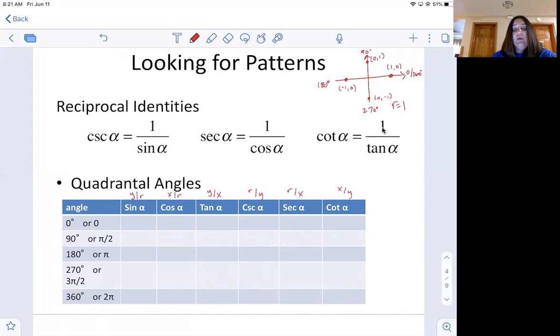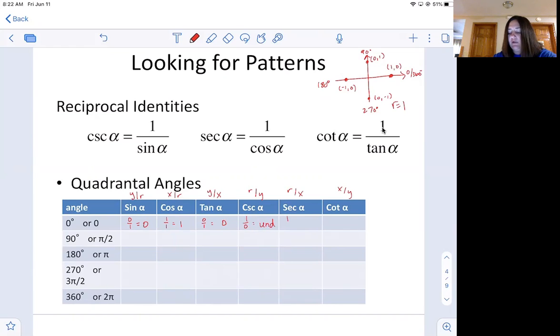So if we are at 0, we are at the point (1, 0) with a radius of 1. So sine is y over r, so we'd have 0 over 1, which is just 0. Cosine would be x over r, which is 1 over 1, which is 1. Tangent, y over x, so 0 over 1, which is 0. Now, our reciprocal ones, really you're just flipping those at the beginning, but we have a 0. If we flip that, we get 1 over 0. That actually makes it undefined.